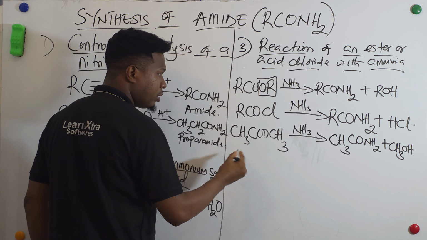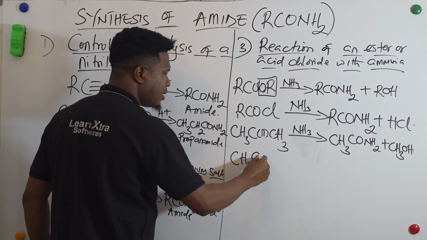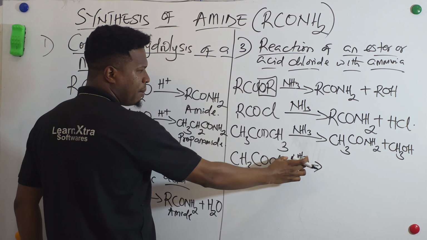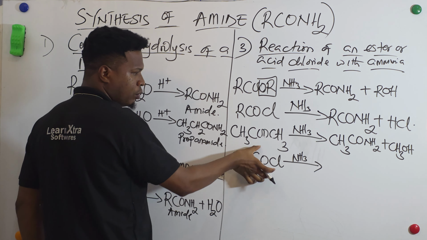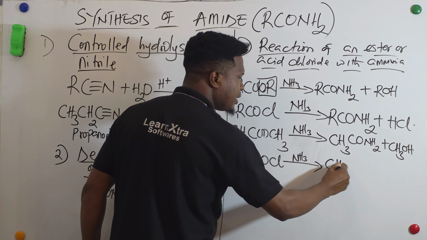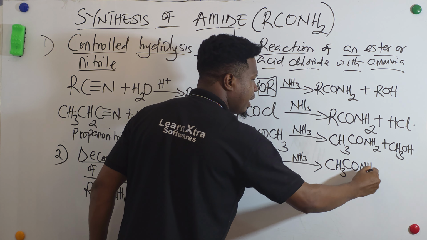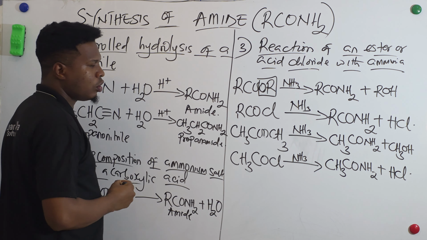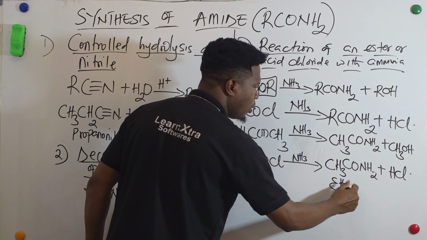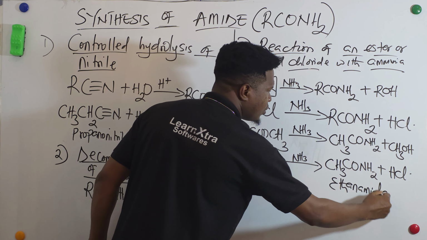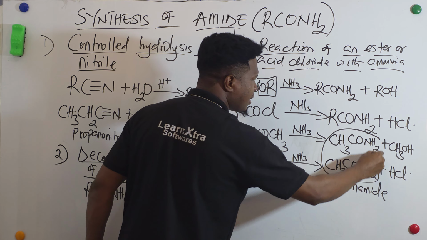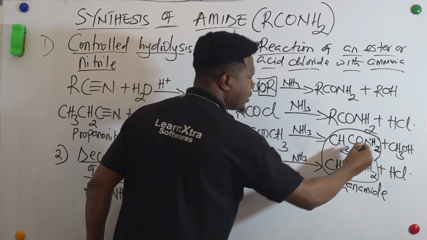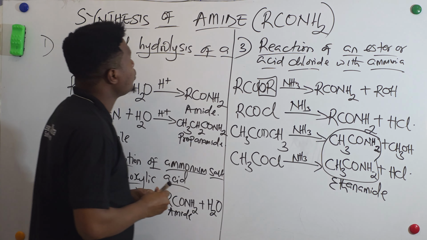Okay, so the next one will now be, let's use an acid chloride as a case study. Example, let's use ethanoyl chloride, CH3COCl. If you treat this with ammonia, what will you have? The amine group in the ammonia will take up with the acyl group here. We'll have CH3CONH2 plus the hydrogen will go with the chlorine to form HCl. So these two things give us the same compound and it's called ethanamide. So this is the amide that was produced. So you can synthesize amide from this reaction. So these are the few methods you can use to synthesize an amide.